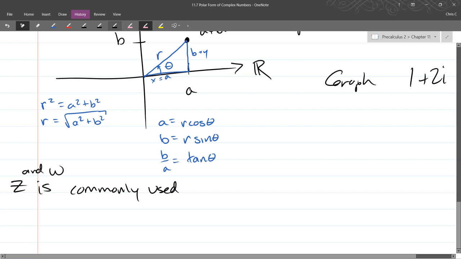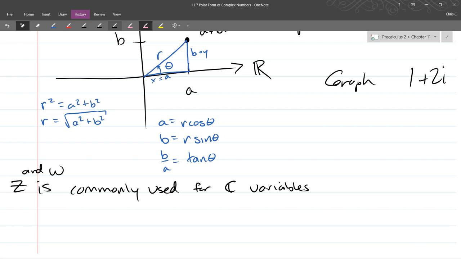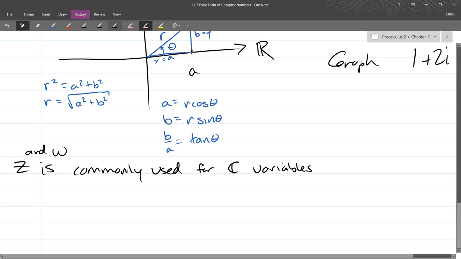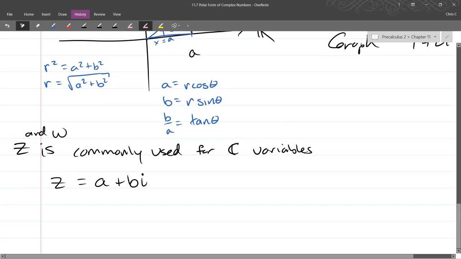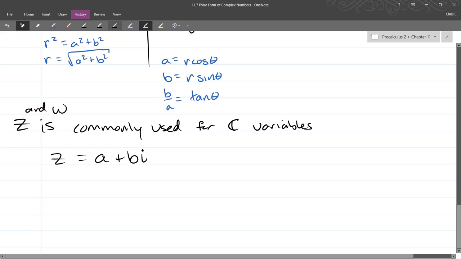So really, Z and W are commonly used for complex variables. We use X's and Y's a lot for real variables. We're going to use Z's and W's a lot for complex variables. So first thing is the modulus, or the magnitude. Now we write it like absolute value.